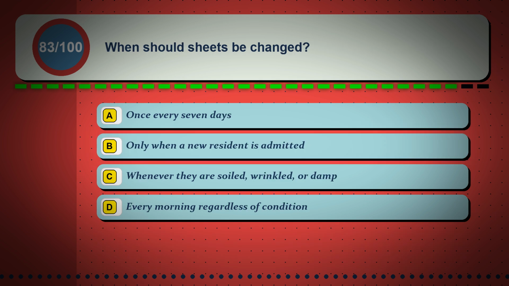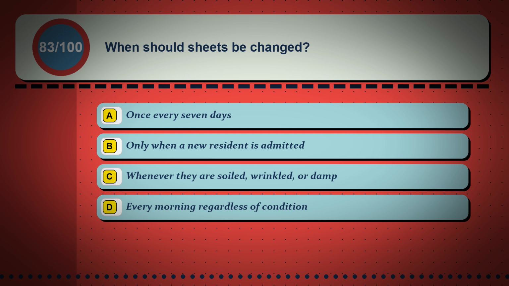Question 83. When should sheets be changed? Option A. Once every 7 days. Option B. Only when a new resident is admitted. Option C. Whenever they are soiled, wrinkled, or damp. Option D. Every morning regardless of condition.